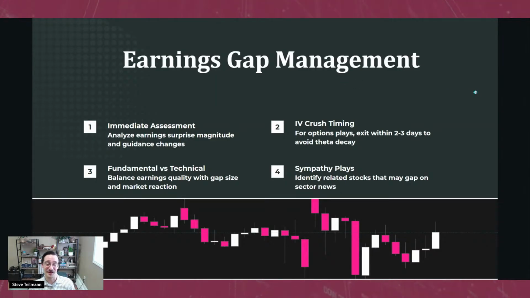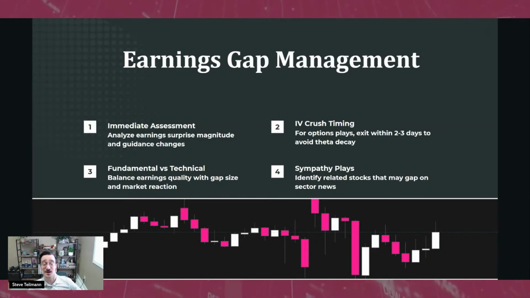So yeah, there's the balance between fundamentals and technicals. You've got to balance the earnings quality with the gap size and say, okay, does this fundamental change justify and validate this gap up? Doing that will help you align yourself, like I said, with the immediate assessment, frame the trade, and be ready to go when it's time to go.